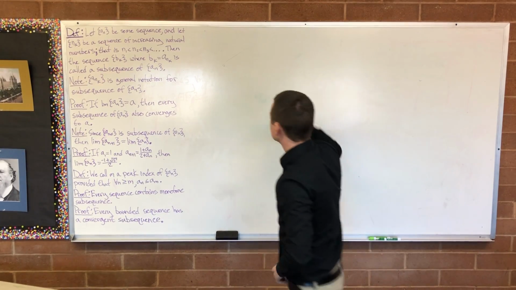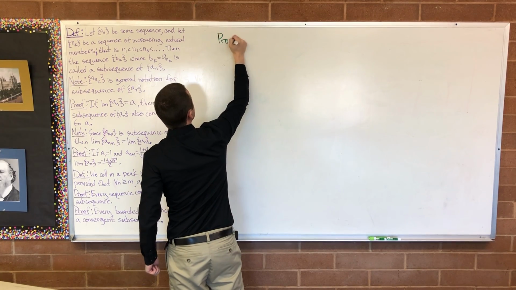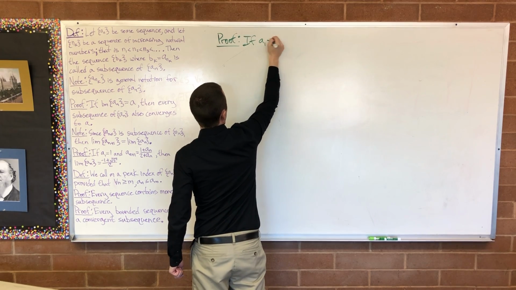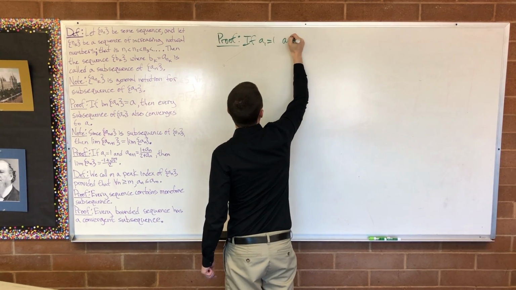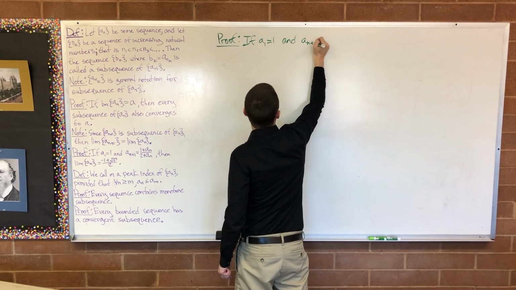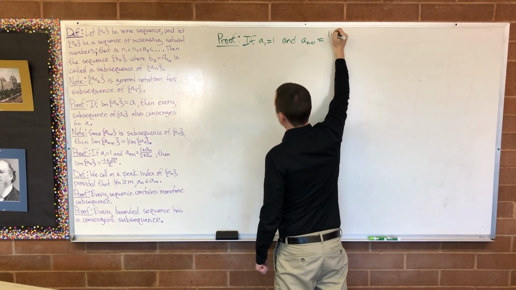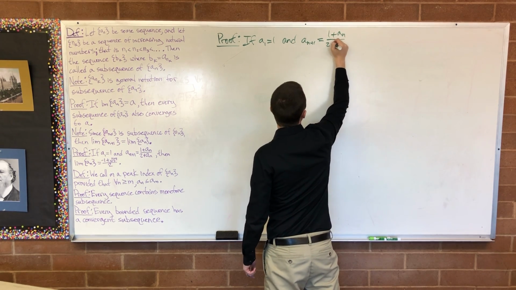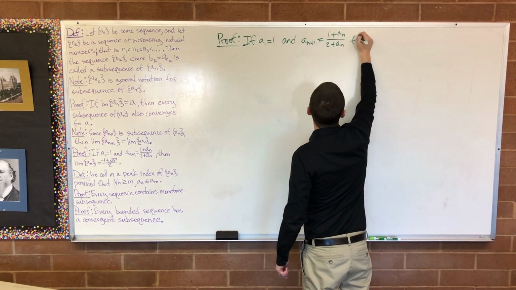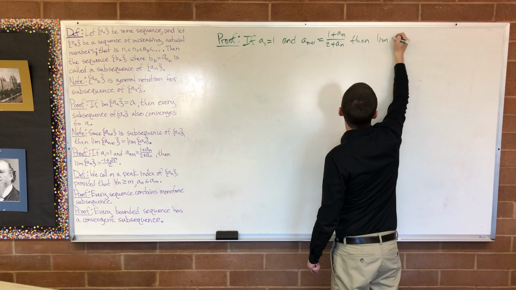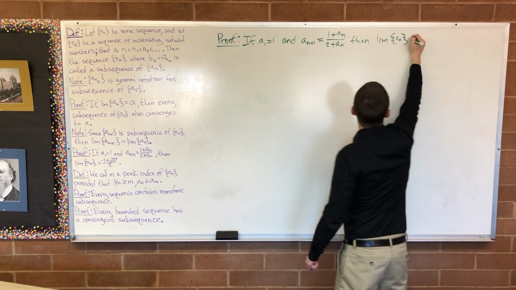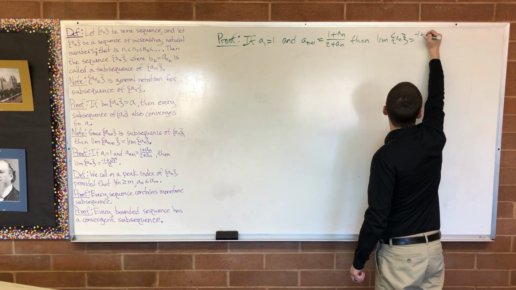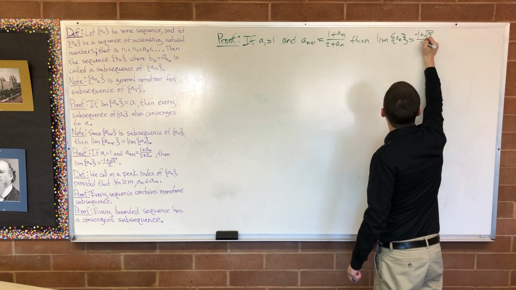All right. So proof. Let's see. If a sub 1 is equal to 1 and a sub n plus 1 is equal to 1 plus a sub n over 2 plus a sub n, then the limit of a sub n is equal to negative 1 plus the square root of 5, yeah, it has to be positive, over 2.